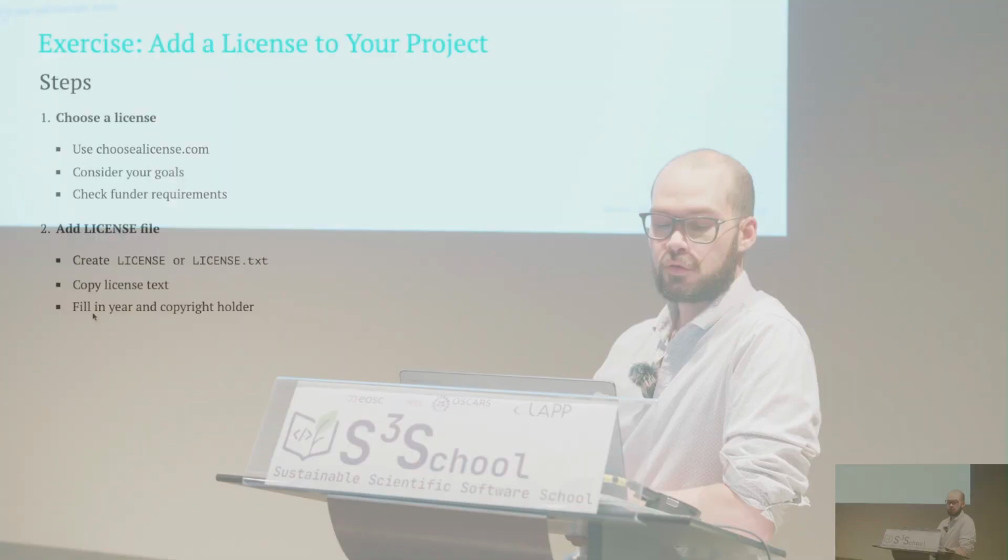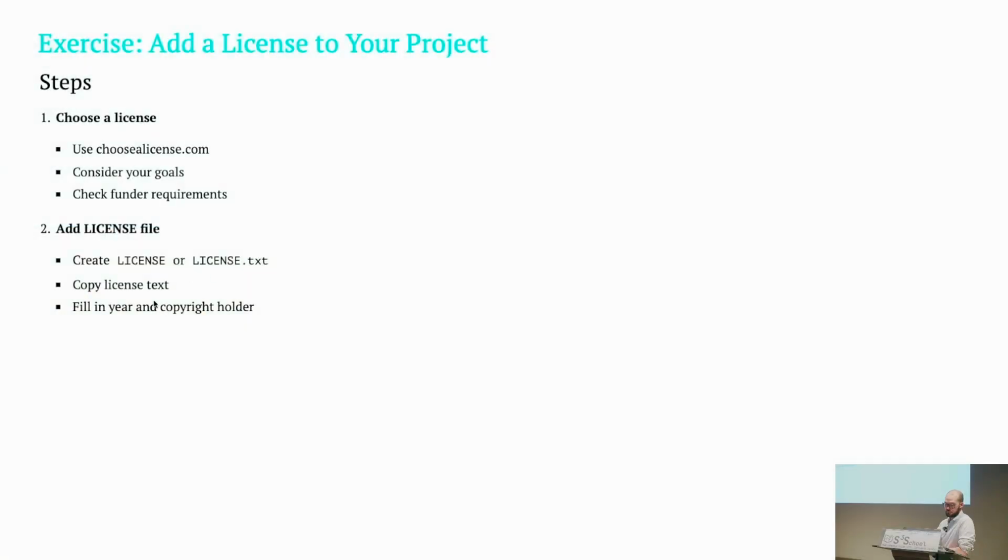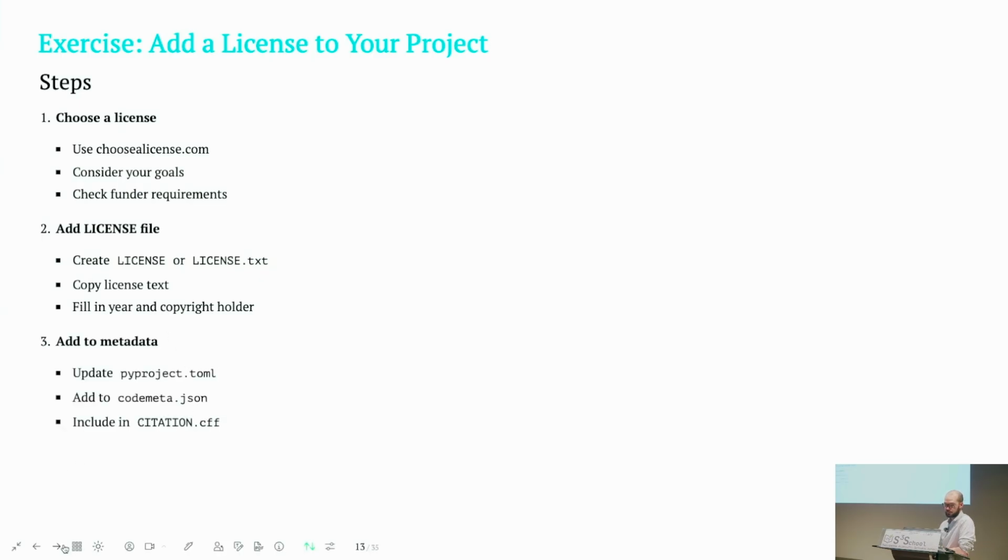And so to apply the license, you can just create a license file or license.txt, copy the license text, and you should just fill the year and the copyright holder, probably you, but that can be also your institute, depending on what they apply. We'll see after for the code meta and citation.cff, but you can also update the PyProject.toml to specify the license. And optionally, you can also add a license header in all the Python files.